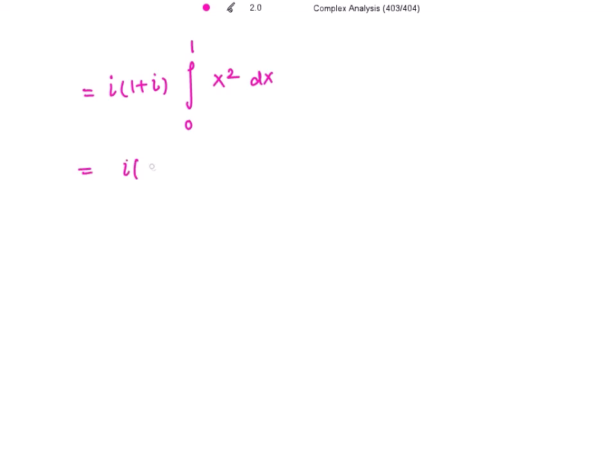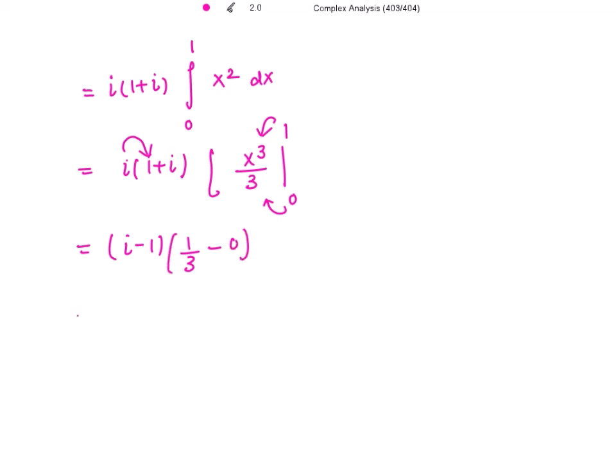So this is iota times 1 plus iota, and integrating x square with respect to x, we get x cubed divided by 3 with limits 0 to 1. So if I multiply iota inside, I get iota plus iota square, that is minus 1. And putting the upper limit for x, we get 1 by 3, minus putting the lower limit, we get 0. So this is iota minus 1 divided by 3. Or we can also write this as minus 1 by 3 plus iota divided by 3. Right? So this is the required answer for the first part.